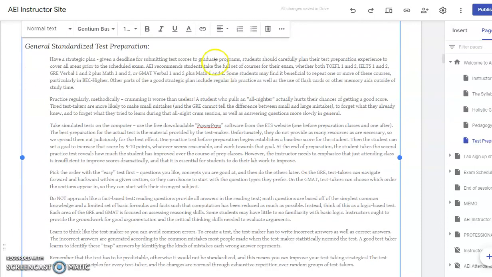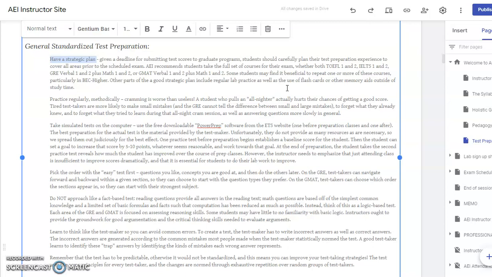All right, so the generalized approach to standardized test preparation is first to have a strategic plan. Given a deadline for submitting test scores to your graduate program, students should carefully plan their test preparation experience to cover all areas prior to the scheduled exam. AEI recommends that students take the full set of courses for their exam, whether both TOEFL 1 and 2, IELTS 1 and 2, or GRE Verbal 1 and 2 plus Math 1 and 2, or GMAT Verbal 1 and 2 plus Math 1 and 2.